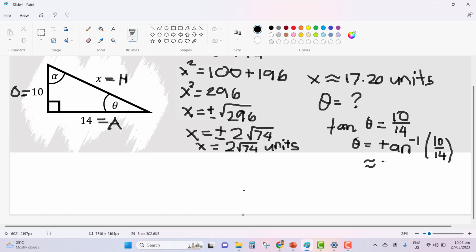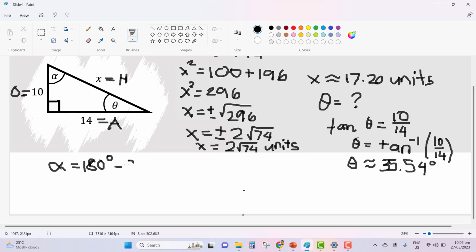This is approximately 35.54 degrees, rounded off to 2 decimal places. So this is the approximated value for angle theta. With this, we can now solve for the measurement of angle alpha using the concept of the triangle angle sum theorem, which tells us that if we add the measurements of the interior angles of this triangle, it will add up to 180 degrees.